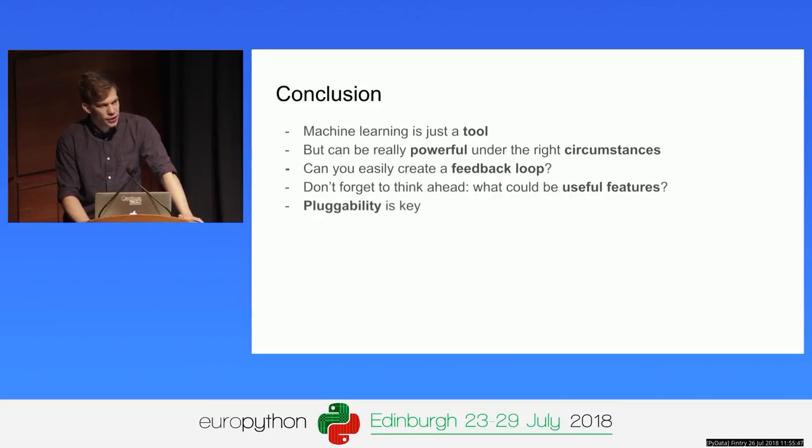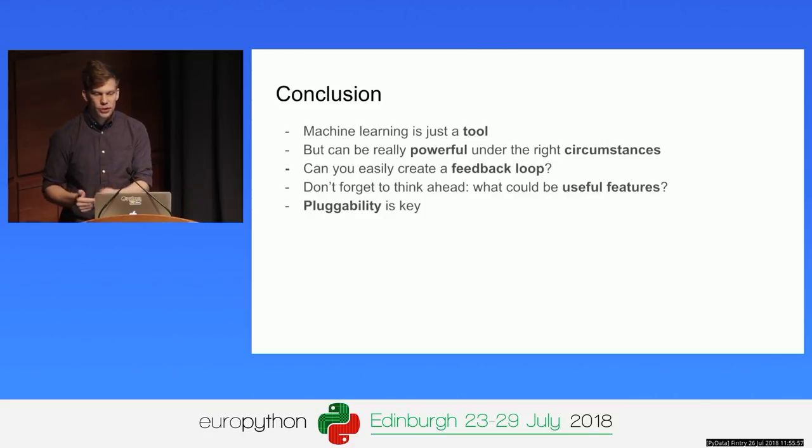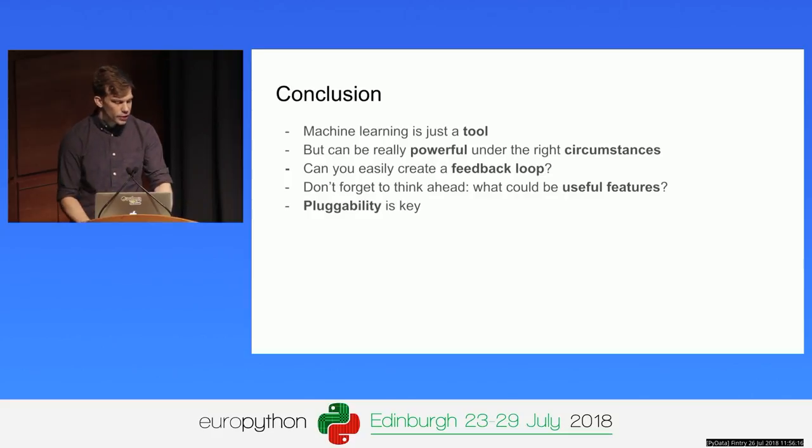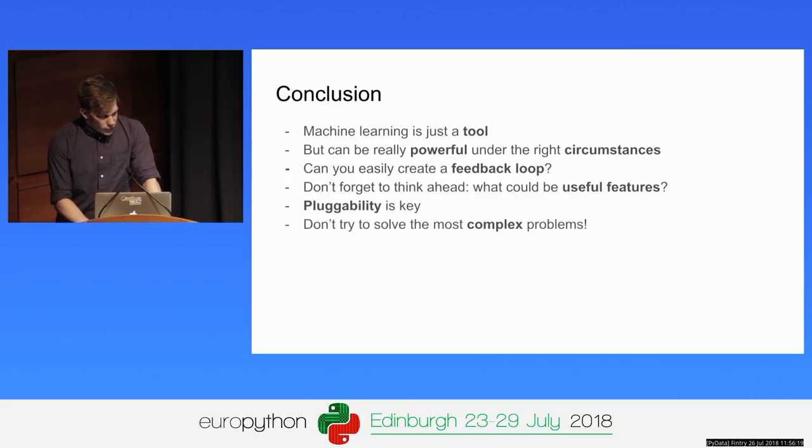Also, I think pluggability is key. Don't try to solve everything in one model. Make different models and spread out the problem. I think it's going to be very interesting to see what people come up with in the next few years: models that you can then use in your model. If you look at OpenCV and computer vision, they can do facial detection and these kinds of things, but it took a long time for people to build this. Once we have these kinds of models with machine learning, it will be nice to chain them together.